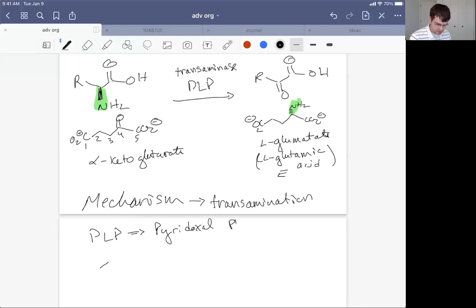Pyridoxal phosphate. Okay, so PLP, and things that are derived from it, have this pyridine ring, and then we have the meat of the molecule, which in this case, because we're looking at the aldehyde form, the pyridoxal, has an aldehyde at the top.